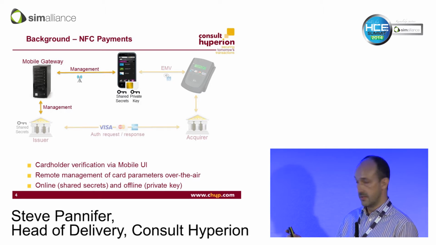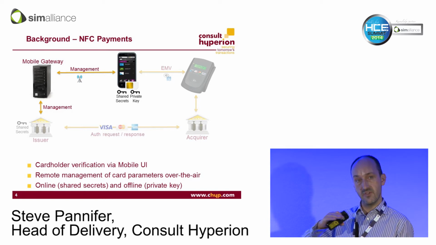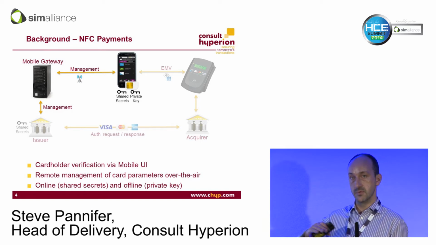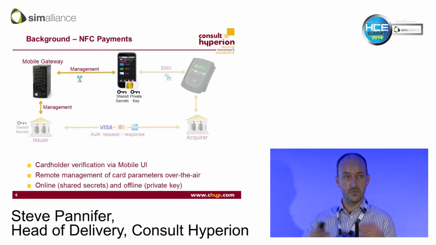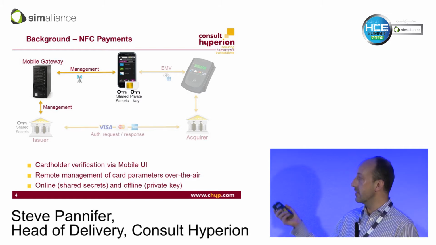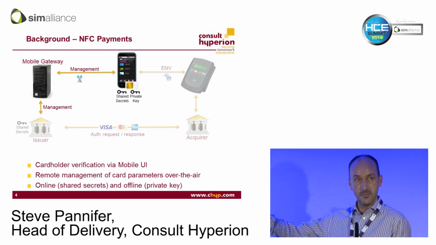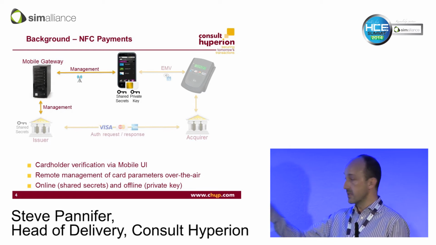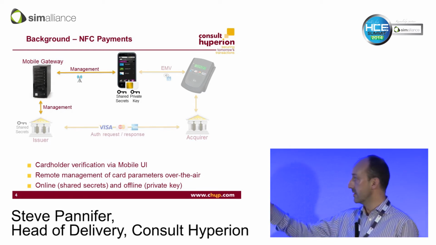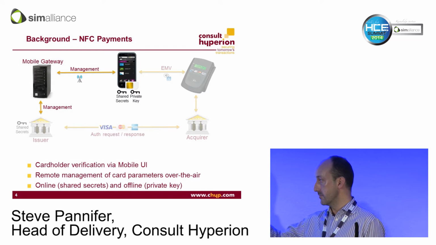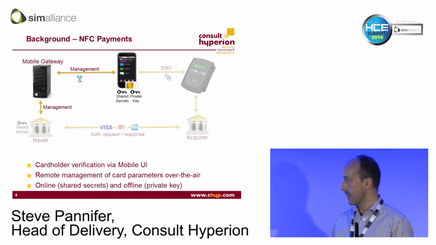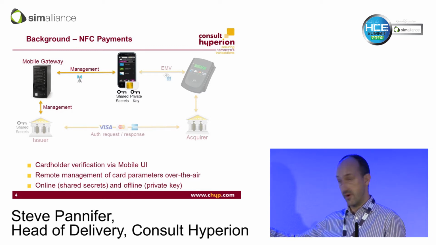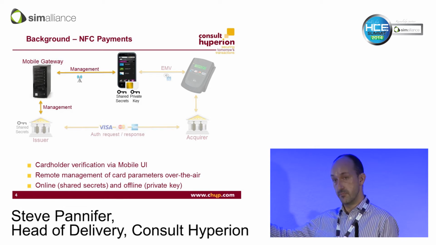The first thing is the mobile phone has a user interface, so you can do a passcode entry. So whereas before you might have wanted to limit the value of transactions that you would do with a contactless card because you can't authenticate the user. And then the other thing is you can have something like a mobile gateway, a server-side component that can communicate with the phone over the wireless network, over the mobile network, or over Wi-Fi or whatever, and manage some of those parameters in the secure element that previously you weren't able to do.